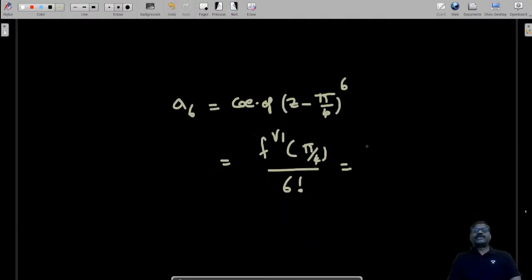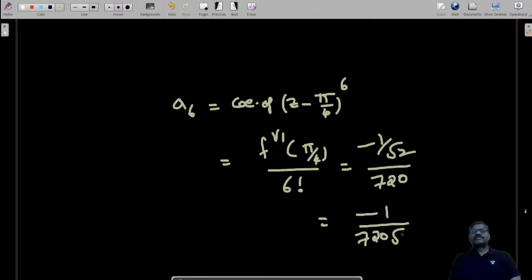So this is nothing but minus 1 by root 2 by 720, that is minus 1 by 720 root 2.